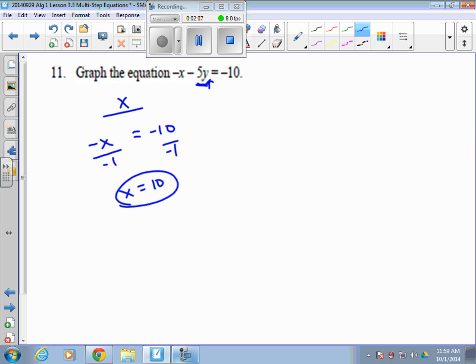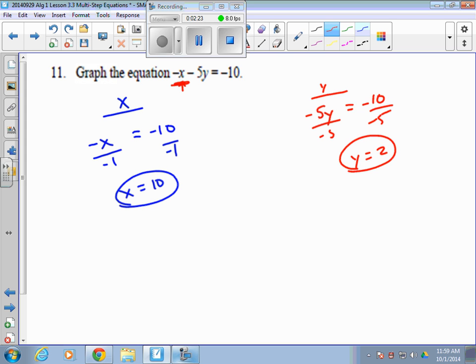The y-intercept is when you plug in 0 in place of x. So what that does is it cancels that part out. So it leaves you with negative 5y equals negative 10. When you divide by negative 5 on both sides, negative divided by a negative is going to be a positive 2.